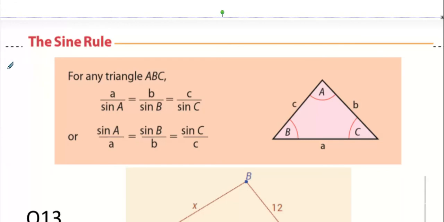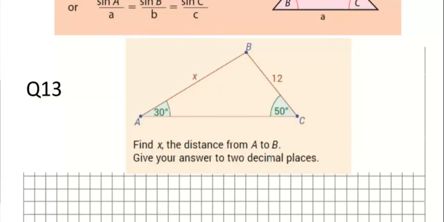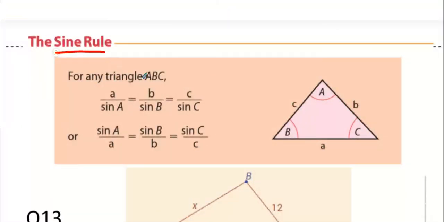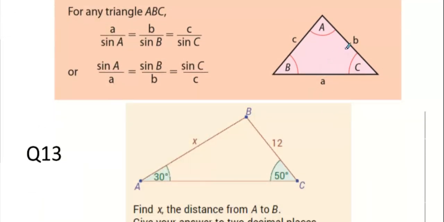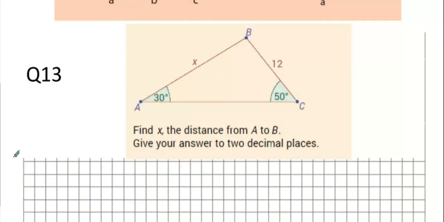Question 13 and 14. Guess what they're about? They're using the sine rule. The sine rule is used mainly on non-right angle triangles. So in these triangles, I can't use Pythagoras' theorem or SOHCAHTOA. There are two types of questions, and you're going to be given one of each on the test. The first type of question is a length question.